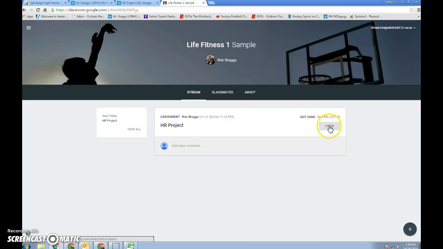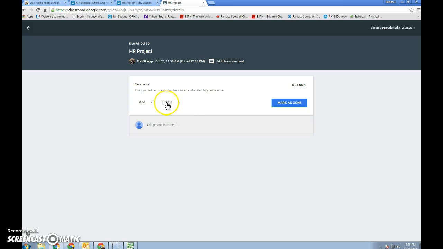I will open this up, and I will need to attach that file that I just saved. So to do that, I need to find my work. So find the files or create something. I already did it, so I'm going to add, depending on where you save yours. Mine is a file. If you had saved it in Google Drive, you would find it there, but mine's a file.